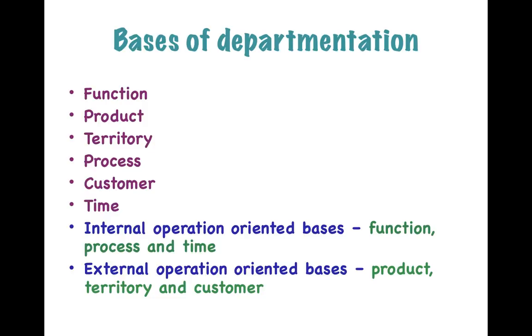So, in the case of the external operation oriented basis, the organization is dealing with the external part, that is the product or the territory or the customer. Whereas in the case of internal operation, they are dealing with the internal part of the organization, which is the function of the organization, the processes performed in the organization, or the time and shifts of the organization. So let us understand all these six different bases of departmentation in a little detail, along with their merits and demerits. The first one is functional departmentation.